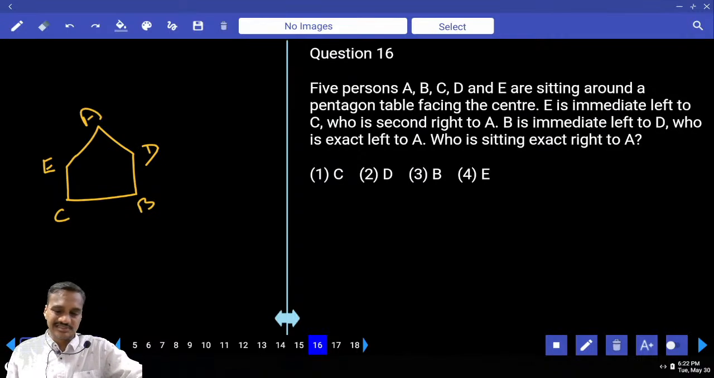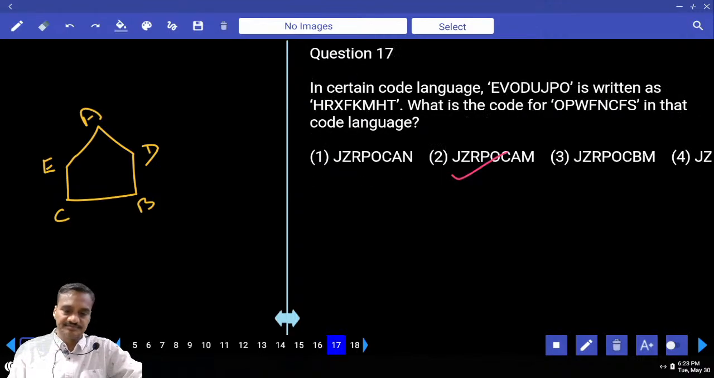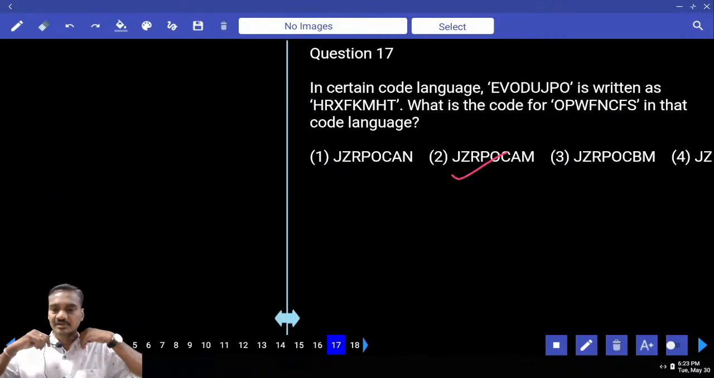Then who is sitting exactly to the right of A? The immediate right of A is E. Now E, that is the choice for question number 16. Then the 17th one.